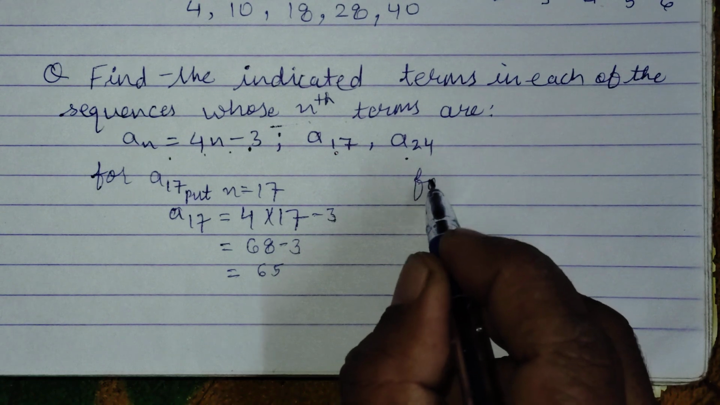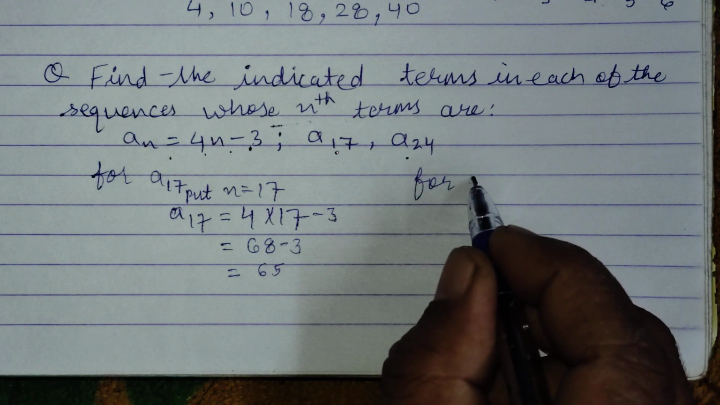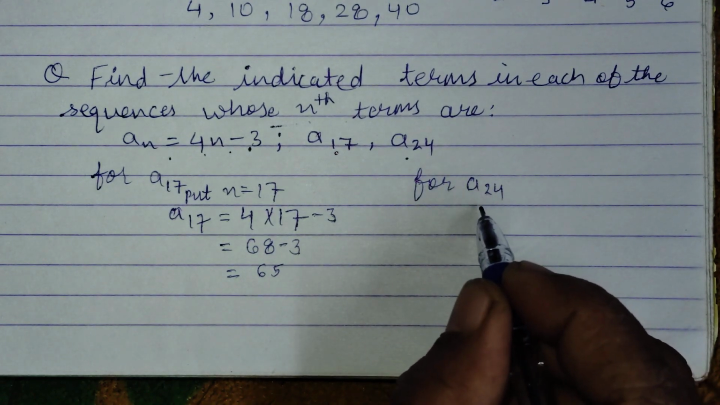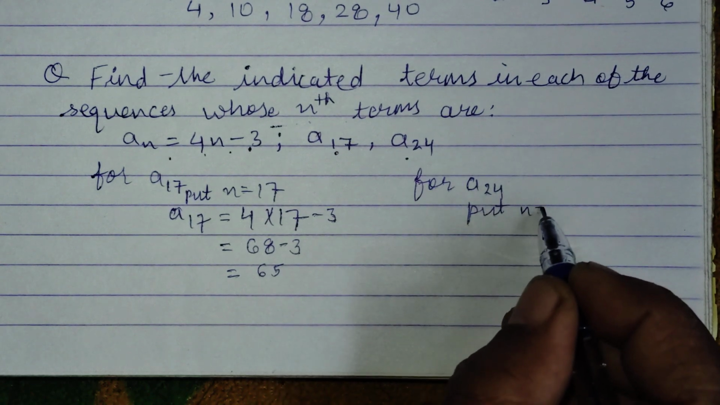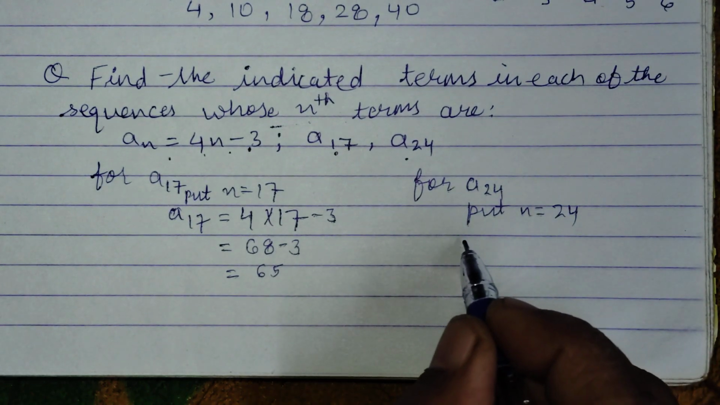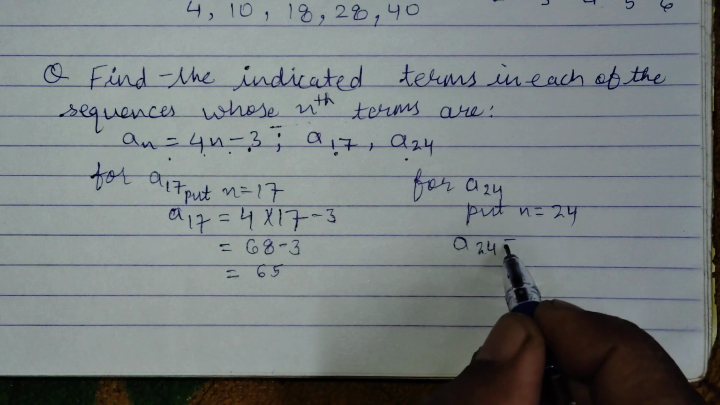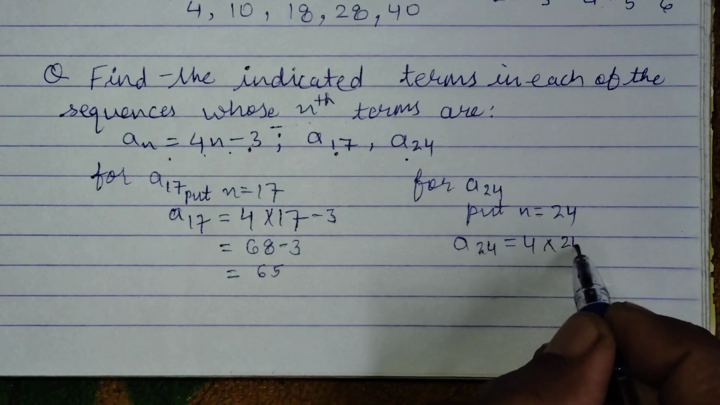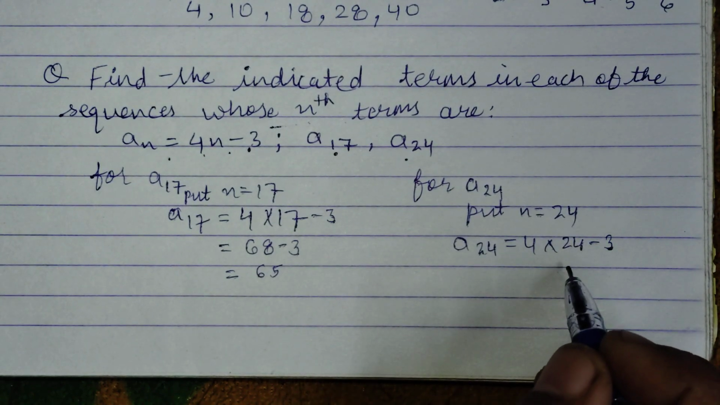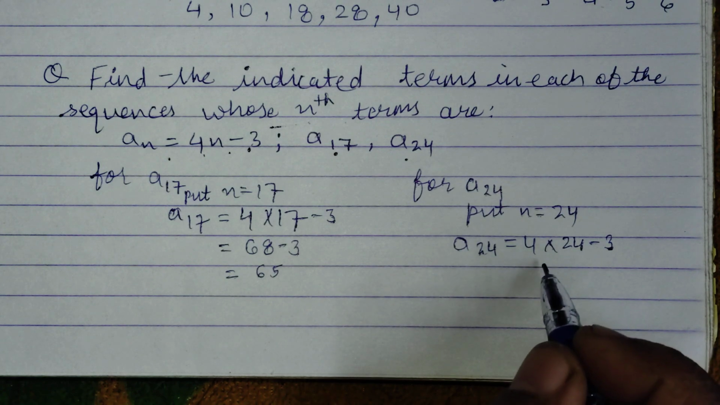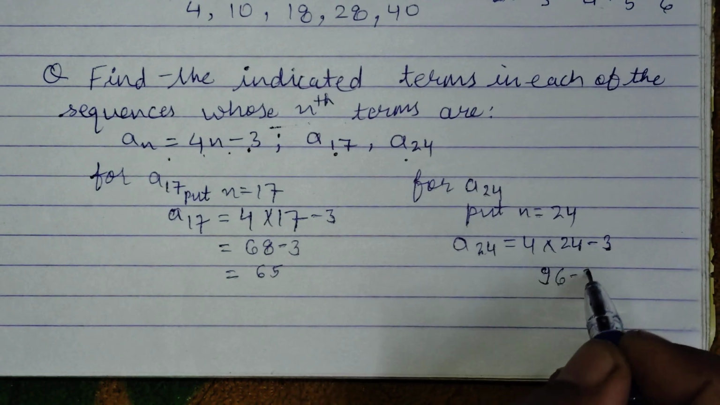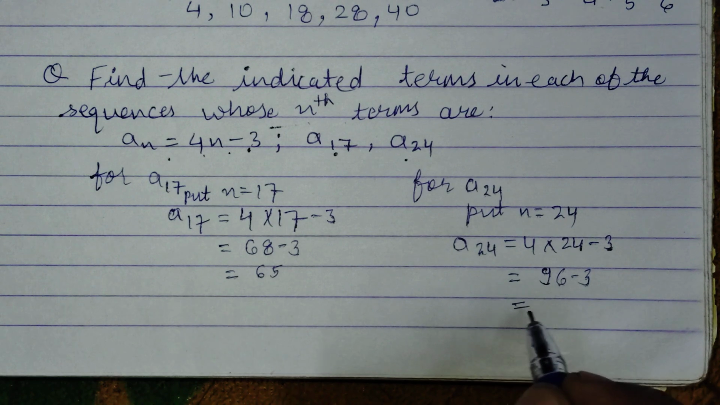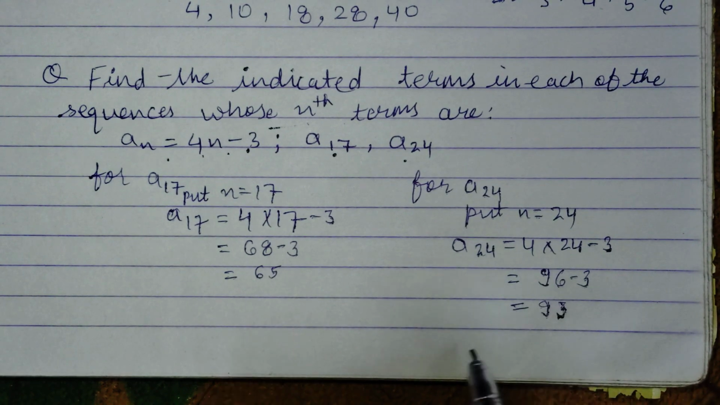Similarly, for a24, put n equal to 24. So a24 equal to 4 into 24 minus 3. 24 times 4 is 96. 96 minus 3 gives us 93. So this is the answer.